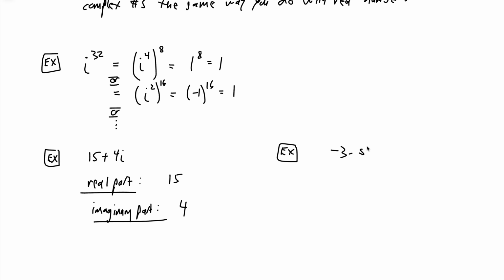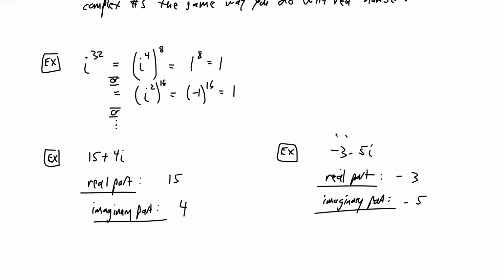All right, another one. Negative 3 minus 5i. The real part is going to be negative 3. The imaginary part, negative 5.